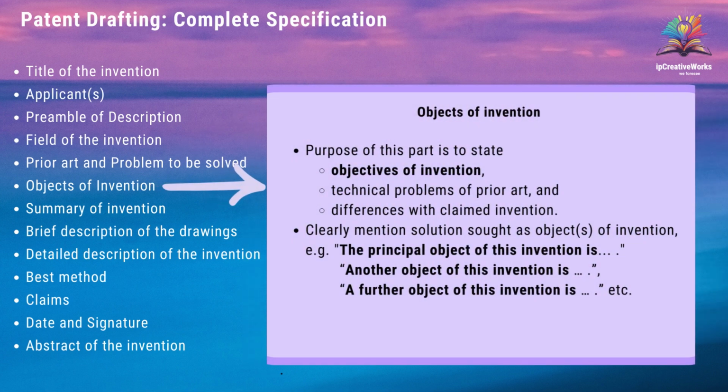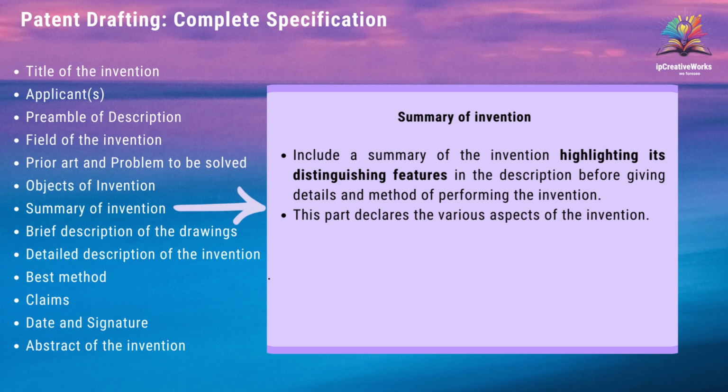Objects of invention. Purpose of this part is to state objectives of invention, technical problems of prior art, and differences with claimed invention. Clearly mention solutions sought as objects of invention. For example, the principal object of this invention is. Another object of this invention is. A further object of this invention is, etc. Summary of invention. Include a summary of the invention highlighting its distinguishing features in the description before giving details and method of performing the invention. This part declares the various aspects of the invention.